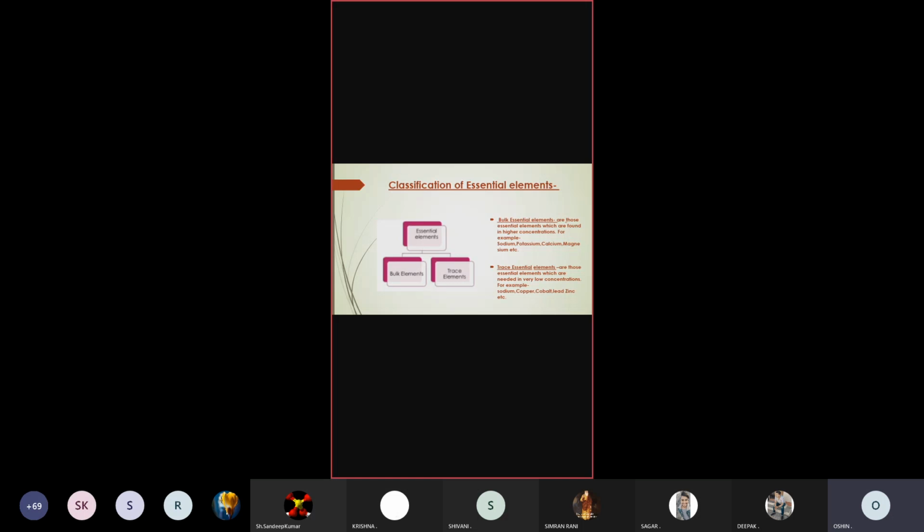Essential elements are classified into two classes. The first class is the bulk elements and the second class is the trace elements. Bulk elements are the elements which are found in higher concentrations in our living world. For example, sodium, potassium, calcium, magnesium, etc. Whereas trace elements are the elements which are needed in very low concentration for the life processes, and they are found in very low amounts in the living world. For example, copper, cobalt, lead, zinc, etc.